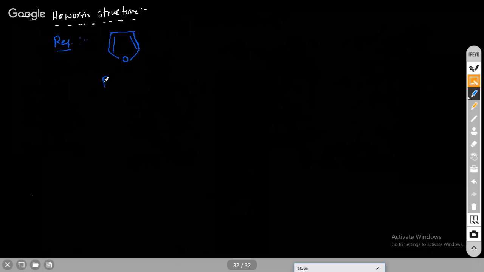This is furan, and this is the reference compound we have for the Haworth structure of fructose. Now when you draw the Haworth structure of fructose, that will be like this. You can draw oxygen, okay, just I'll draw the next one.